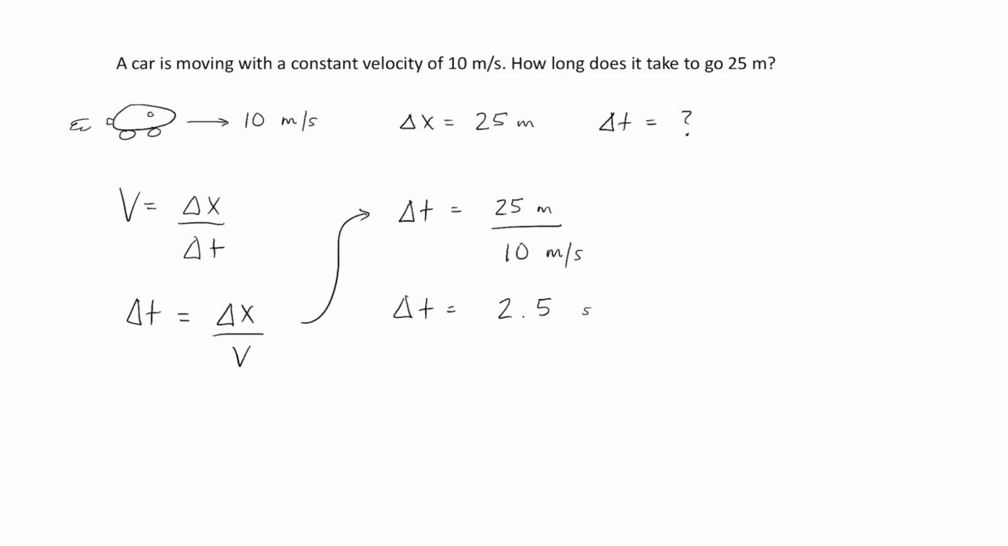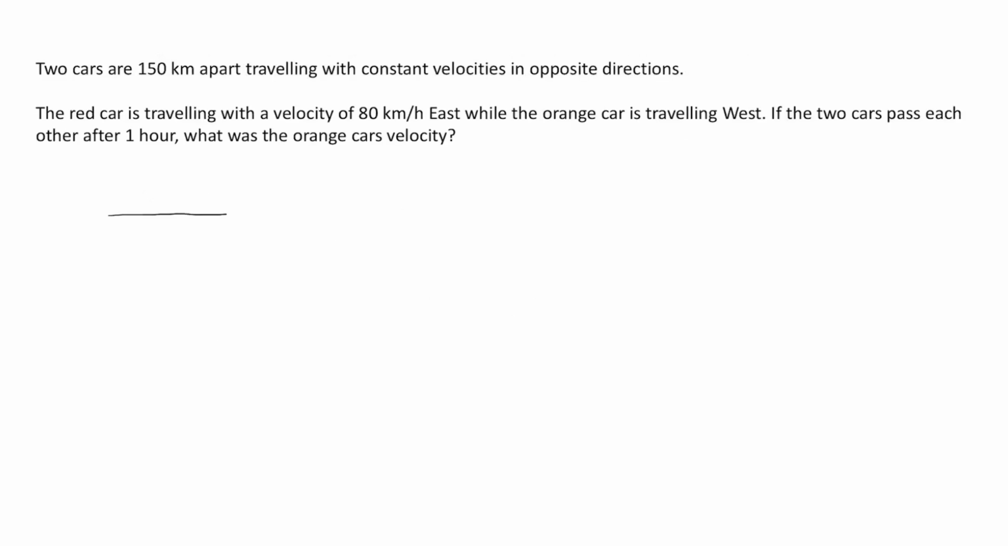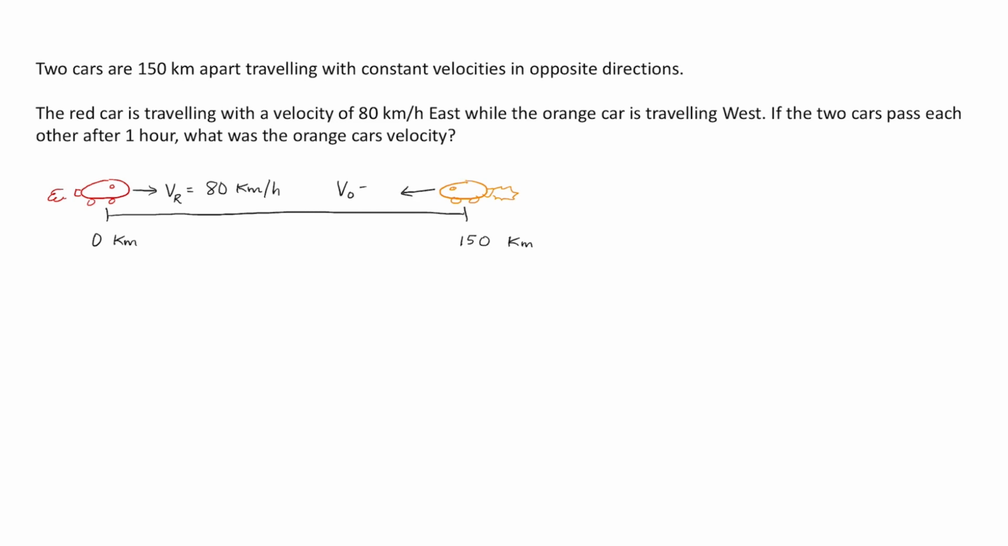Now that was a pretty easy question. Let's try one that's a little bit more challenging. Here we have 2 cars which are 150 kilometers apart, and they're traveling with constant velocities in opposite directions. We're told that the red car is traveling with a velocity of 80 kilometers an hour and it's headed east, while the orange car is traveling west. And now if the 2 cars pass each other after 1 hour, what was the orange car's velocity?